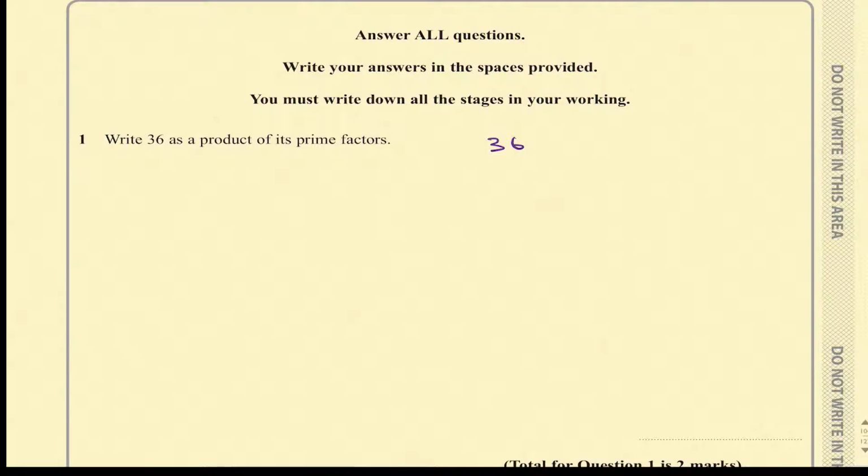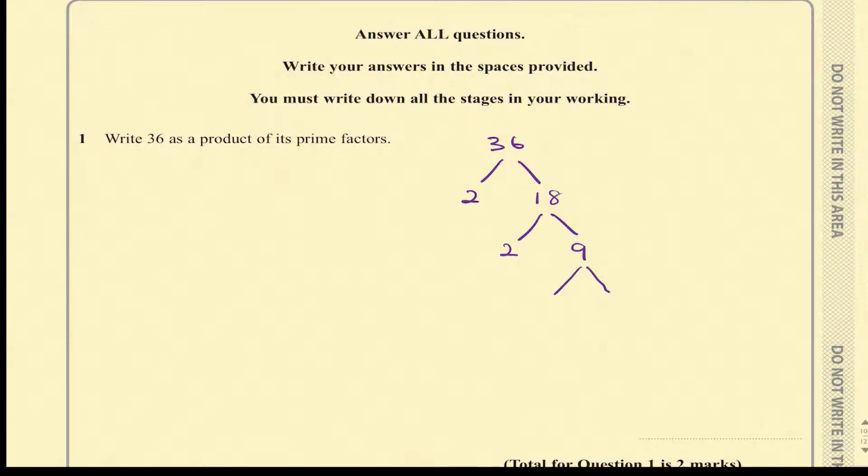So we'll write 36 and I will start with 2. 36 divided by 2 would be 18. And start with 2 again. 18 divided by 2, that will be 9. This time we need 3 because 2 doesn't go in 9. Well, 9 divided by 3 is 3. So your prime factors will be 2, 2, 3, 3. And that would be 2 squared times 3 squared. So the answer should be 2 to power 2 times 3 to power 2.